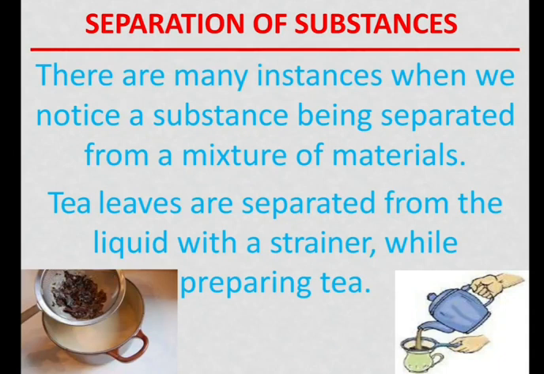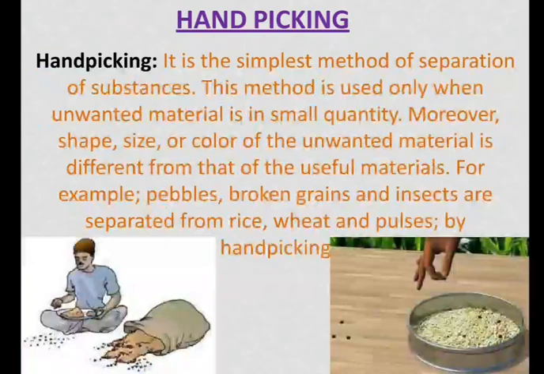And the first separation technique is hand picking. Hand picking is the simplest method of separation of substances. It is used to separate slightly larger sized impurities like pieces of dirt, stone and husk from wheat, rice or pulses. The quantity of such impurities is usually not very large, and that is why it is a very convenient and easy method. Moreover, the shape, size, or color of the unwanted material is different from that of the useful material. So it becomes quite easy to separate the unwanted material.